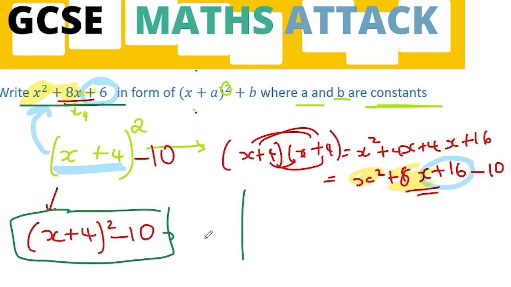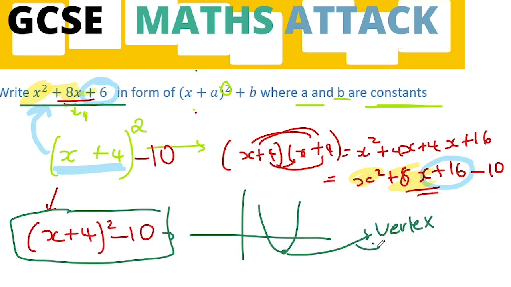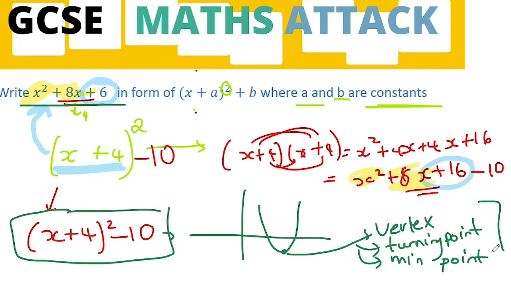So they give you 3 names for this point over here. It could be a vertex, it could be a turning point, and it could also be the minimum point. Okay, so if they ever use these 3 names in the exam, it just basically means complete the square and work out this point over here.